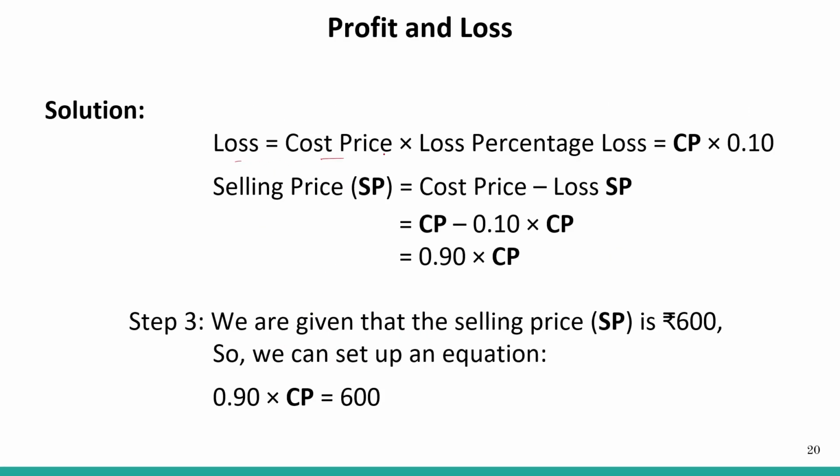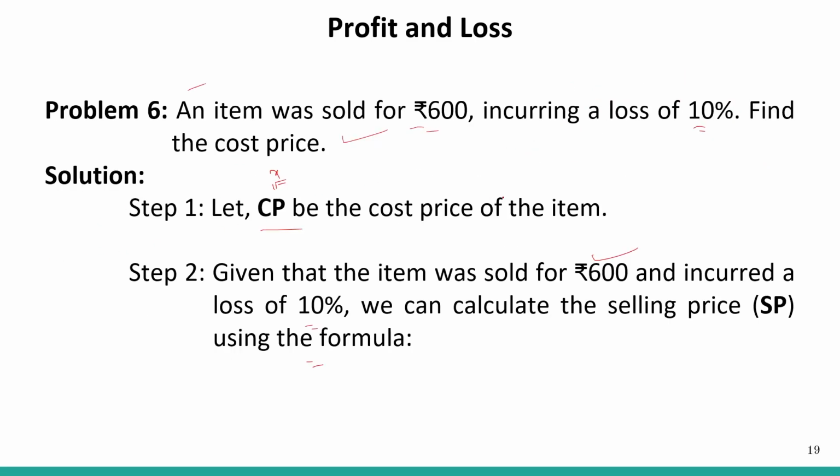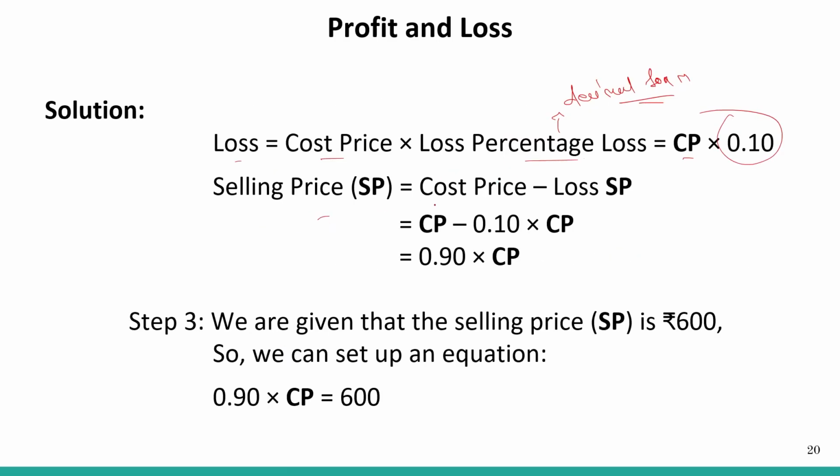So loss is equal to cost price into loss percentage, that is CP into 0.10, in decimal form. So this is method number 2. By method 2, selling price is equal to cost price minus loss. So CP minus 0.10 into CP is equal to 0.90 CP.